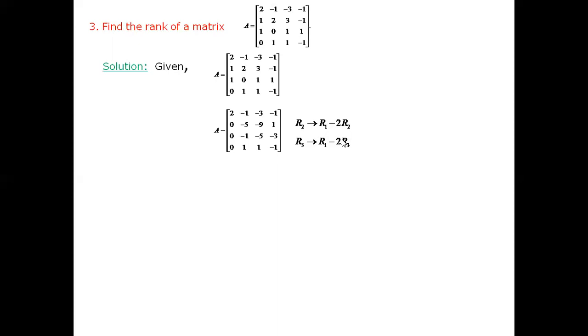Apply this. The first row I'm writing as it is: 2, -1, -3, -1. Using the transformation R1 minus 2 R2, multiply by -2. So we get -2 here, -2 plus 2, 0. And here we get -4, -4, -1. Sorry, -6, -3, -9. This is -1 into -2, it is plus 2. 2 minus 1, 1.